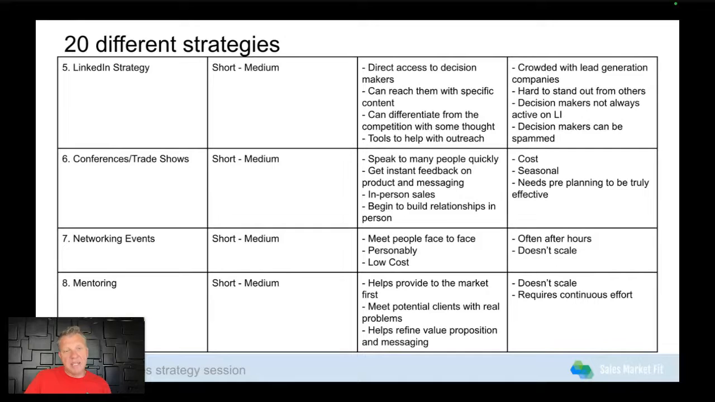Obviously, with networking events, the advantage is they're face-to-face, but they're often done after hours and they don't scale. So it's an okay short to medium-term strategy, but it's definitely not a long-term strategy. It's not going to give you time back at the end of the day.